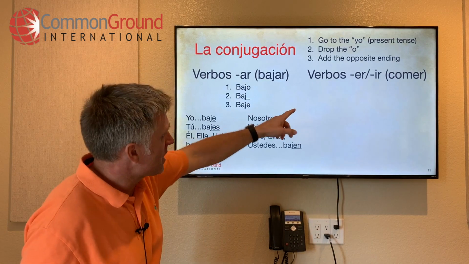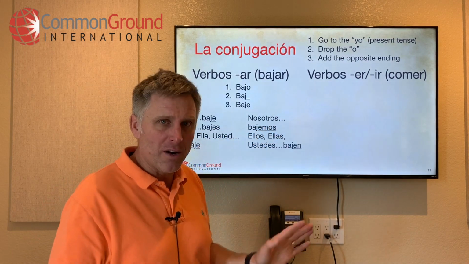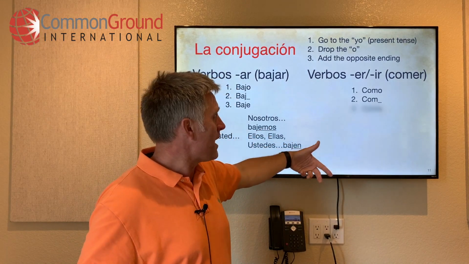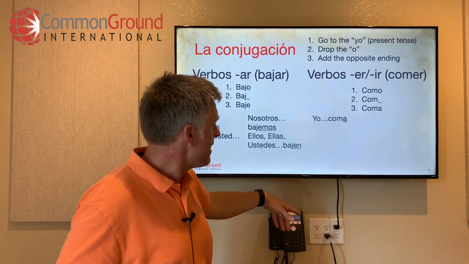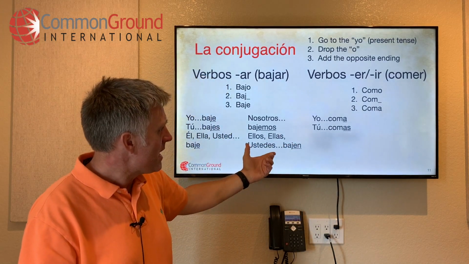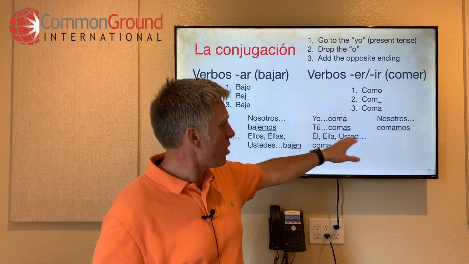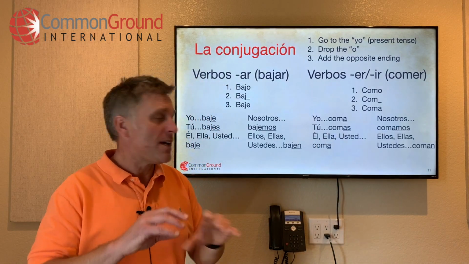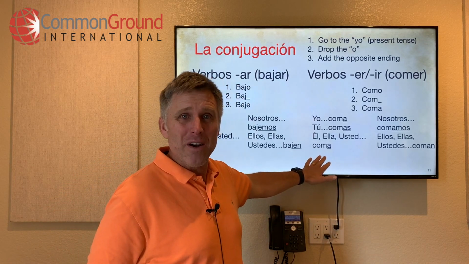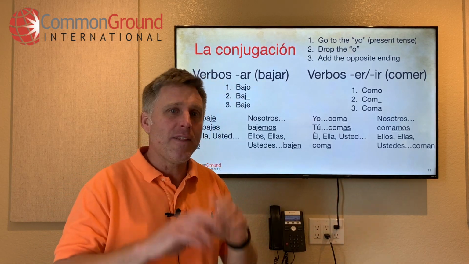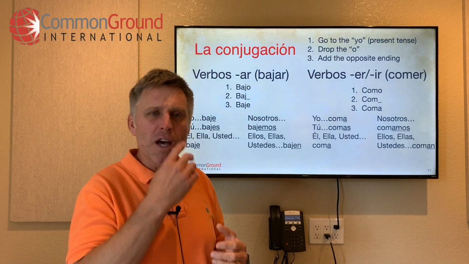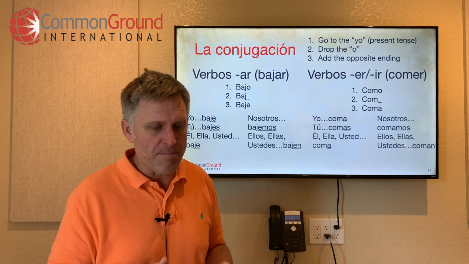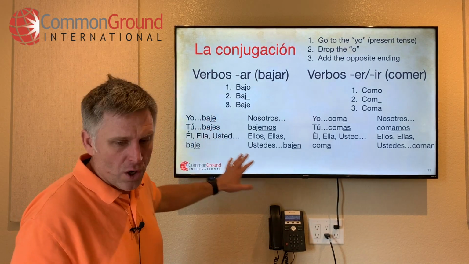All right, let's take a look at comer, which is an ER verb. It'll be our example verb. Our first step, go to the O, como, drop the O, com, add the opposite ending, becomes coma. And now yo coma, tú comas, él, ella, usted coma, nosotros comamos, ellos, ellas, ustedes coman. Okay, so it looks like the verb comer a little bit, but it's got the opposite ending, and that's how you know, oh yeah, this is something different. This isn't just a regular conjugation. This is the subjunctive. Bien.